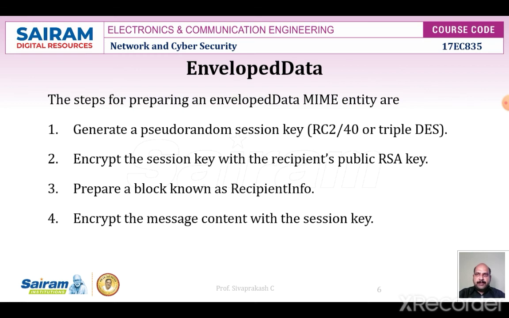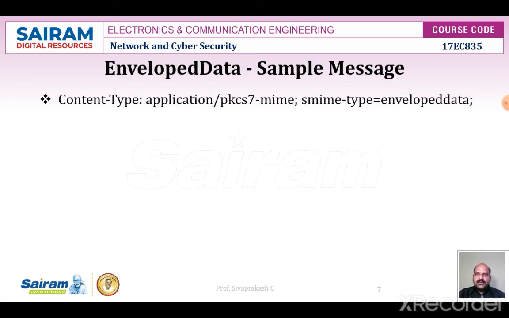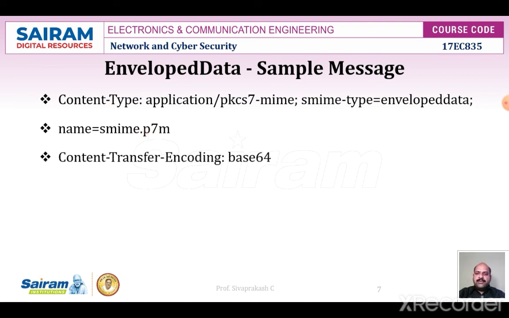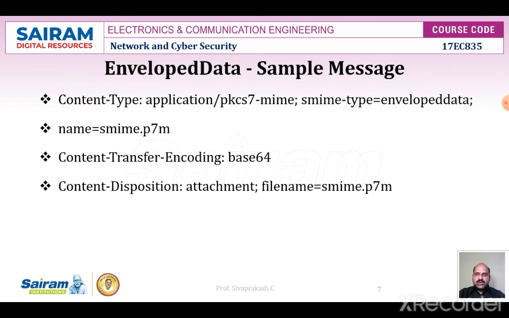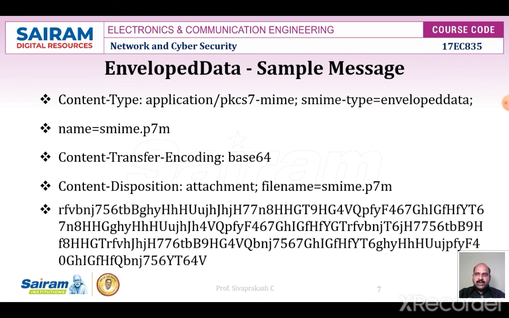Let us see a small sample message which includes the header. The content type is application as the main type and PKCS7 MIME as the subtype, with a secured MIME type called enveloped data, along with a name, smime.p7m. The content transfer encoding uses the base 64 radix 64 encoding process, and the content disposition is attachment, with a file name mentioned. The content may be present like this. To recover the encrypted message, the recipient first strips off the base 64 encoding, then the recipient's private key is used to recover the session key. Finally, the message content is decrypted with the session key.